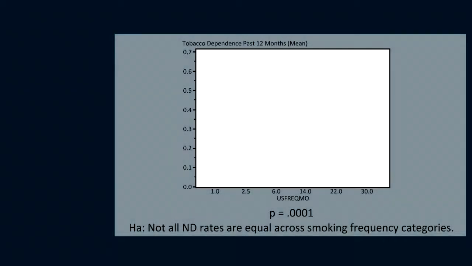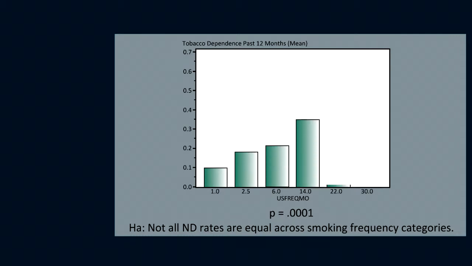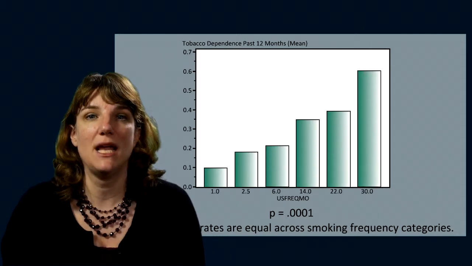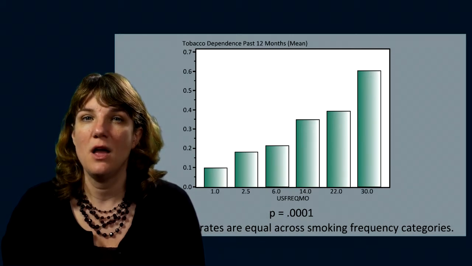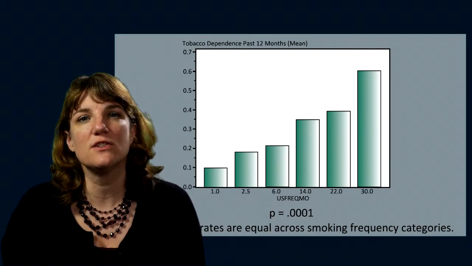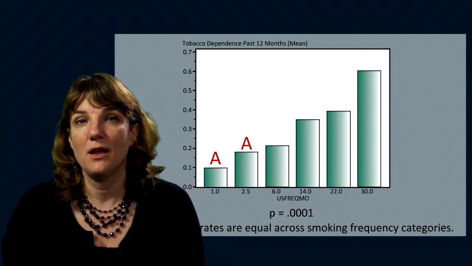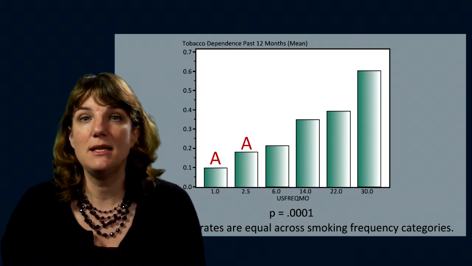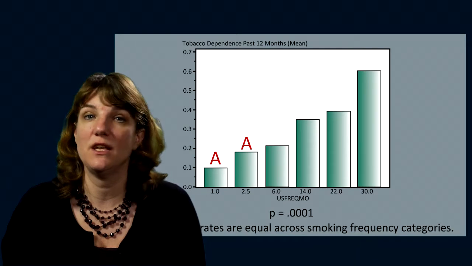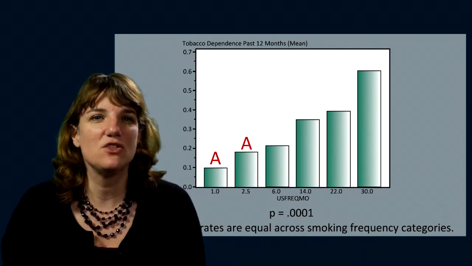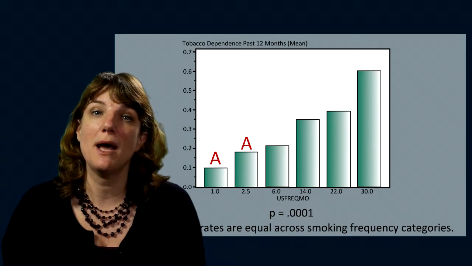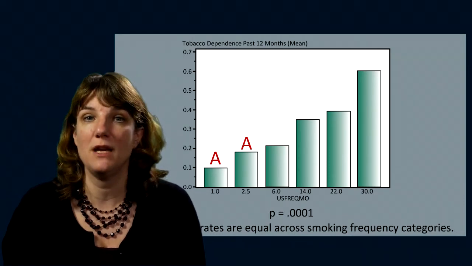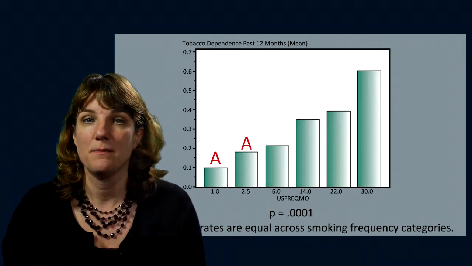Going back to my graph showing the rates of nicotine dependence for each smoking frequency group, similar to the notation that was used in the Duncan post-hoc test in the context of ANOVA, I'm going to designate the first two rates with the same letter, that is a capital A, indicating that they do not differ significantly from each other. This is just the first step in our post-hoc analysis. Now we need to run 2 by 2 chi-squares for each of the remaining 14 paired comparisons.